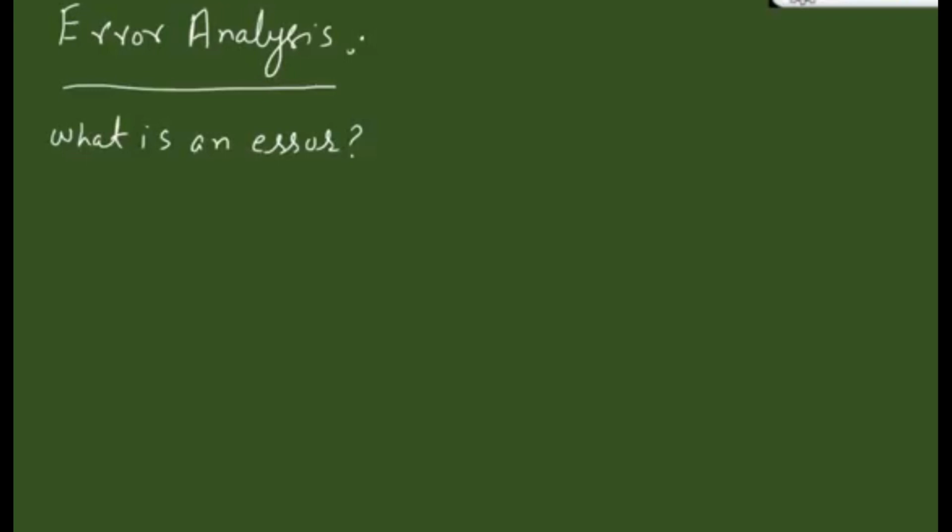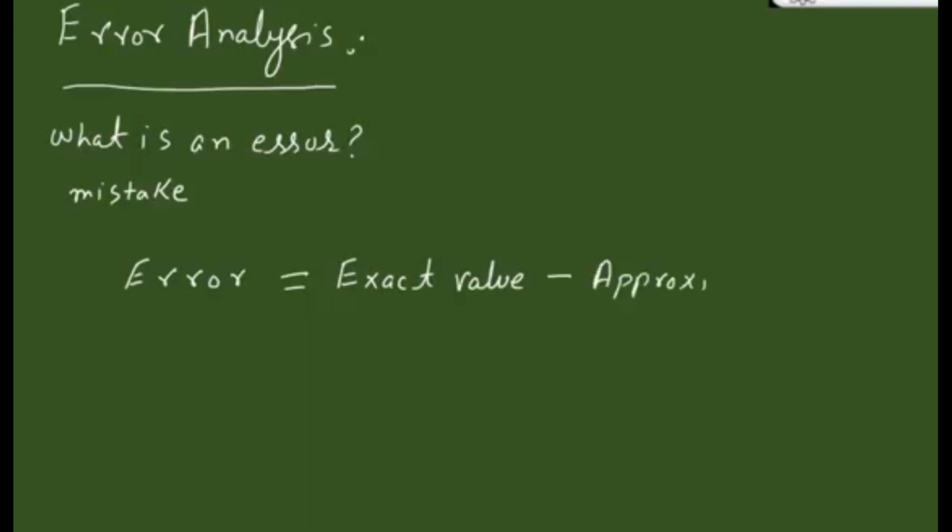Just for the sake of an idea, a mistake can be regarded as an error in general, but in a logical sense or in a proper definition, the error could be defined as the difference of two quantities. One is called the exact quantity, exact value, minus the approximate value. This is the formal way to express the error.